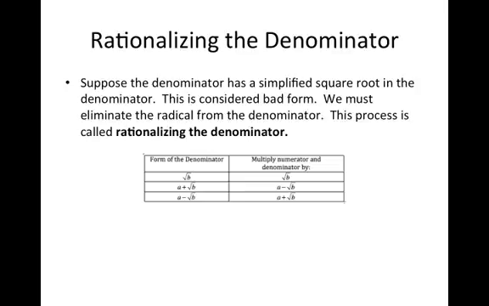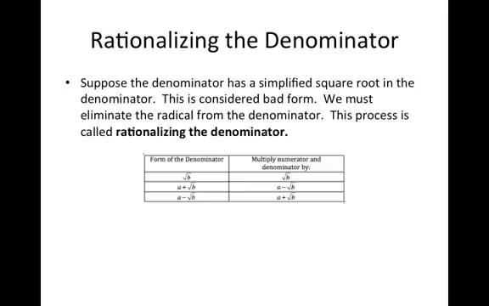So if you have just a number, square root of some number, then you're going to multiply the numerator and denominator by the square root of that same number. So if you've got square root of b in your denominator, you need to multiply the numerator and the denominator by square root of b. If you have a plus the square root of b, you have to multiply by what's called its conjugate, so a minus square root of b.